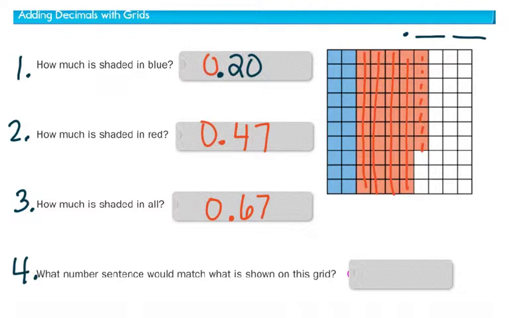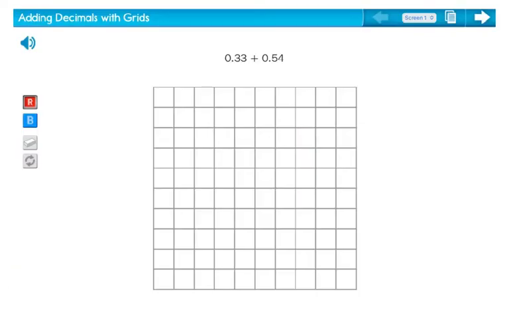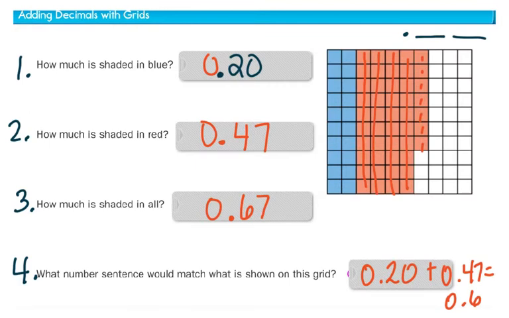I can put a 0 there too. So what number sentence would match what is shown on the grid? Well, I took the blue, which is 20 hundredths, plus the red, which was 47 hundredths, and together that equaled 67 hundredths.